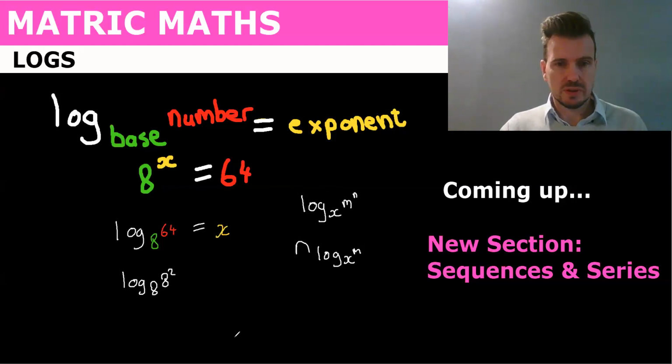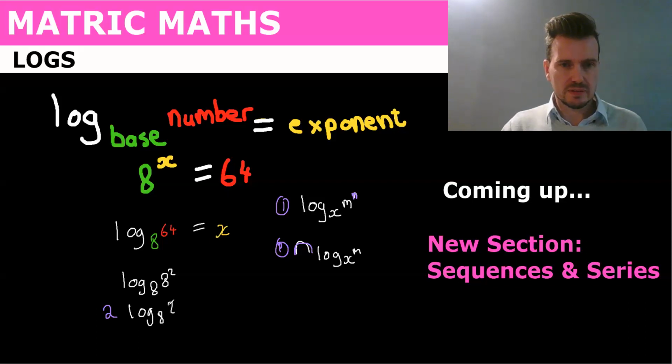We can call that rule 1. You don't really need to know the number of the rules, you just need to know that those are the rules. So we see that the n comes to the front. So we could bring that 2 to the front, using the rule to get 2 log 8 of 8.